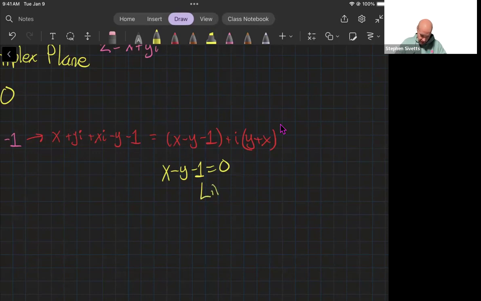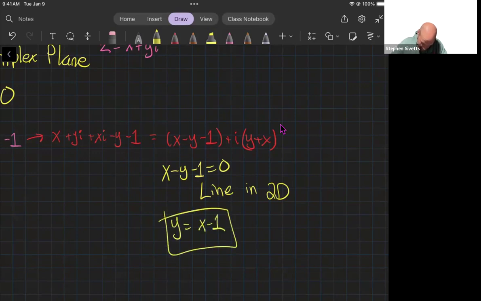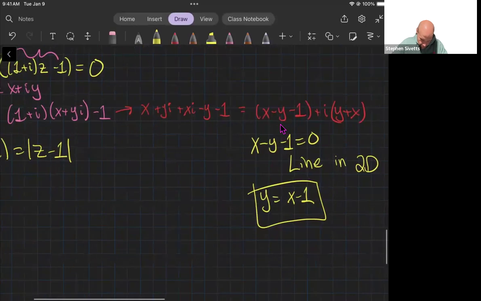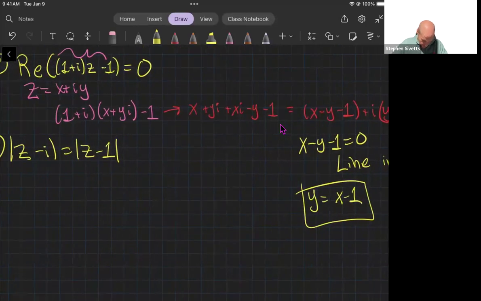Do you know what that describes? This describes a line in 2D, 2 dimensions. If we solve for y, we have y equals x minus 1. So it's a line where y equals x minus 1. Slope is 1 and y-intercept is negative 1. Hopefully that made sense.